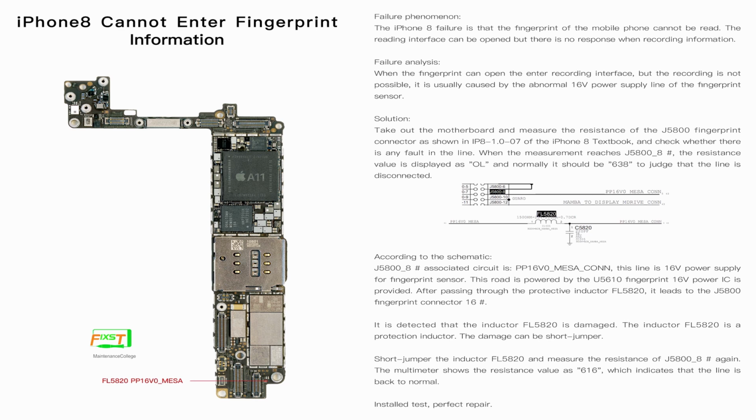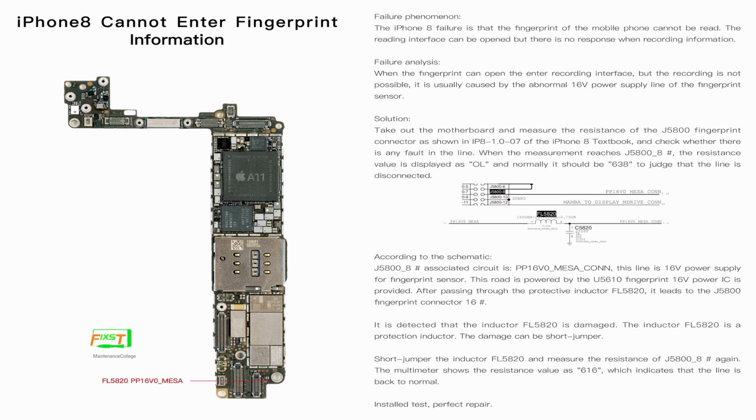According to the schematic, we can see that this circuit is PP16 voltage Mesa connector. This line is the 16 voltage power supply for the fingerprint sensor. This line is powered by the fingerprint power IC. After passing through the positive inductor FL5820, it lands on connector pin 16. Before, we tested that this line is OL. It means that this line has something loose or damaged, causing the disconnection.